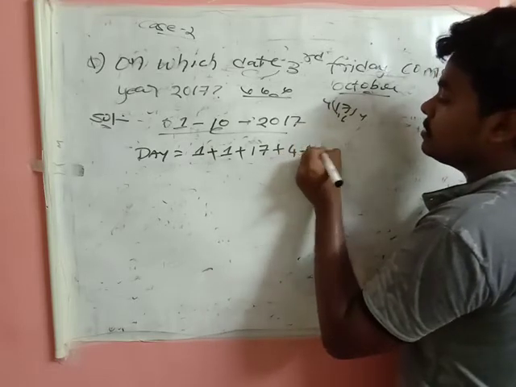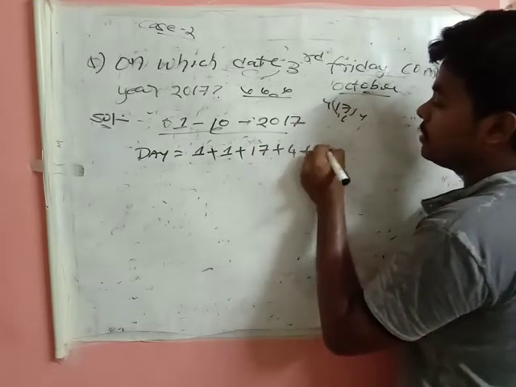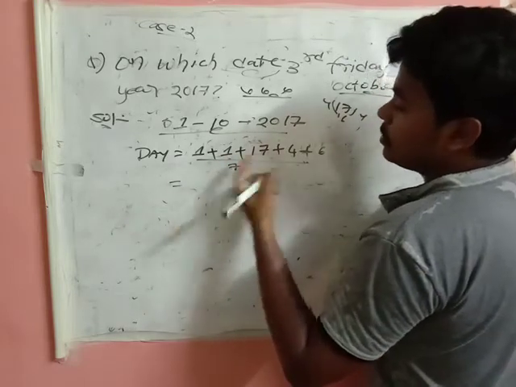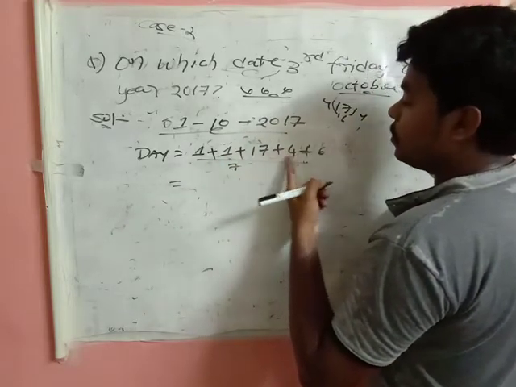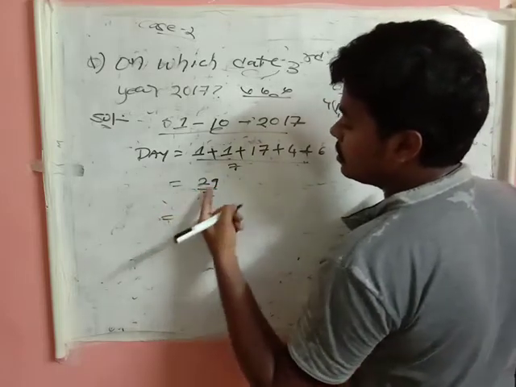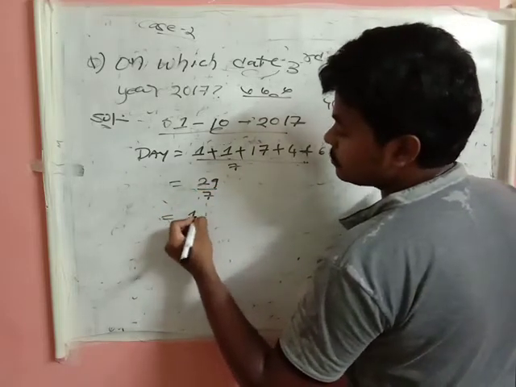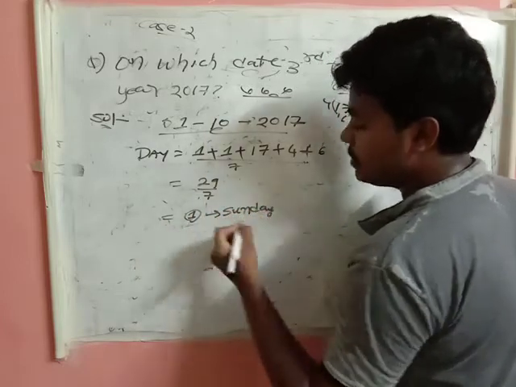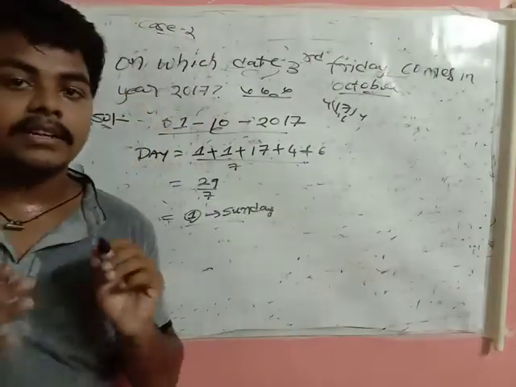The century code for 2017 is 6, divided by 7. That is 1 plus 1, 2; 2 plus 17, 19; 19 plus 4, 23; 23 plus 6, 29. So 29 by 7. 7 fours are 28. The remainder is 1. So 1 stands for Sunday. Right or not? So 1 stands for Sunday. Means the 1st October 2017 is Sunday.